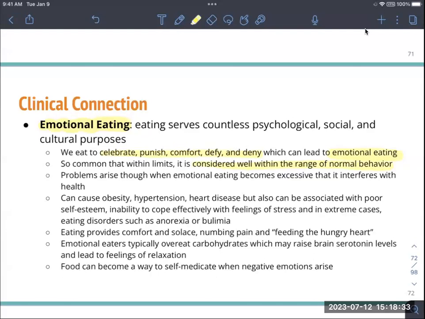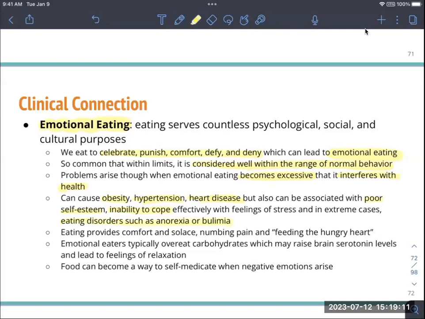So when emotional eating becomes excessive, this is when it interferes with your health. This is when it causes obesity. It can cause hypertension as fat and cholesterol get deposited in the blood vessels, and heart disease. It can be associated with poor self-esteem, the inability to cope with stress, even eating disorders like anorexia or bulimia.